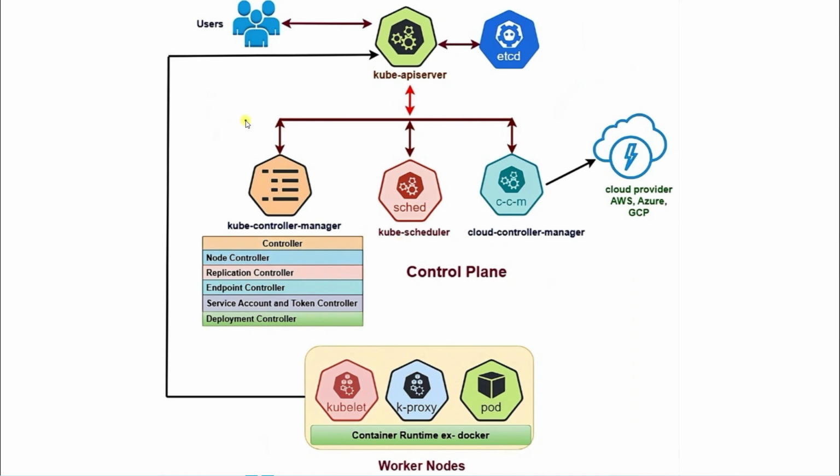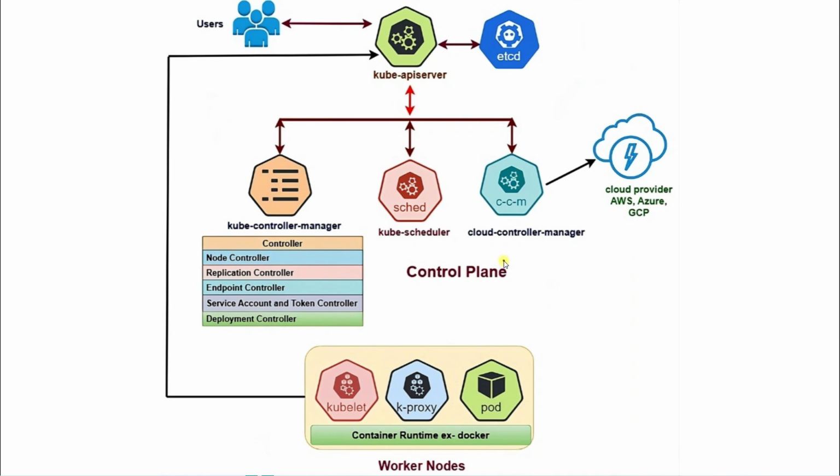assigned. Suppose a user has requested, I want two pods of my application. The user sends a request to the kube API server, and the kube scheduler continuously monitors the requests from the kube API server. Based on the available worker nodes, it will forward the request, and it will schedule the pod on that particular worker node.